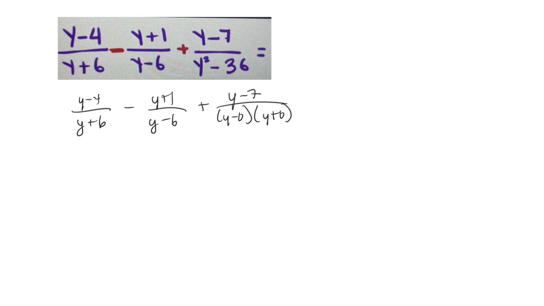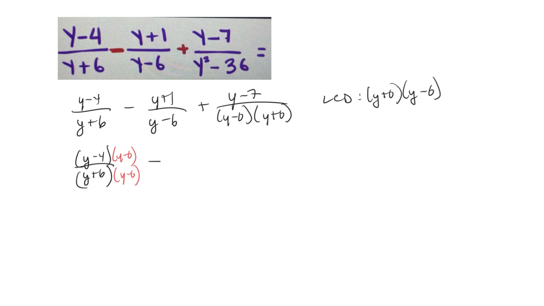Now, when I look to find a lowest common denominator, it needs to have a y plus 6, and it needs to have a y minus 6. So this first term, y minus 4 over y plus 6, I need to multiply top and bottom by something that it doesn't have, and it doesn't have the y minus 6. So I'm going to multiply the top by y minus 6 and the bottom.